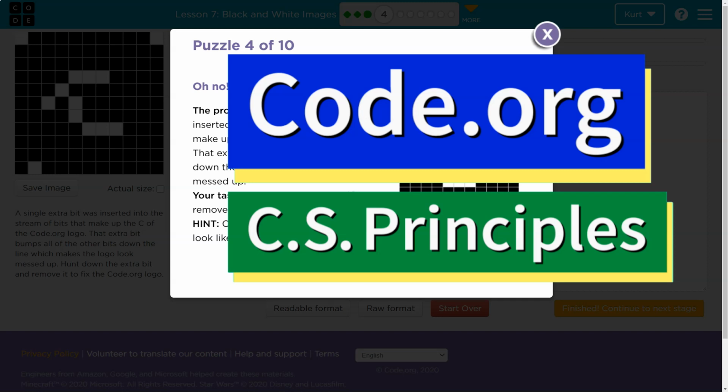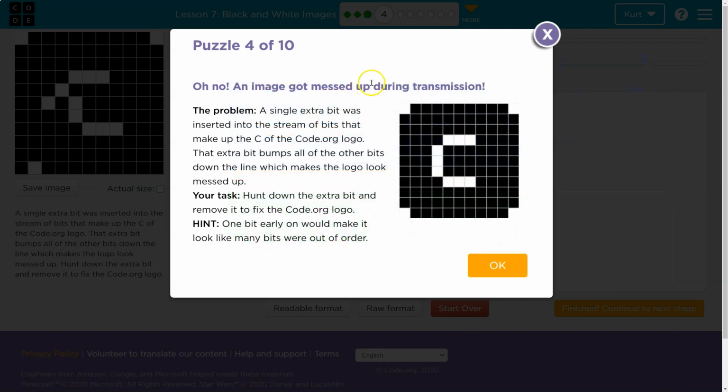This is code.org. What do we have here? Oh no, an image got messed up during transmission. Uh-oh. The problem: a single extra bit was inserted into the stream of bits that make up the C of the code.org logo. That extra bit bumps all the other bits down the line, which makes the logo look a mess. Maybe they should use a parity check, or maybe a checksum, but that's beyond the scope of this course. Your task: hunt down the extra bit and remove it to fix the code.org logo.